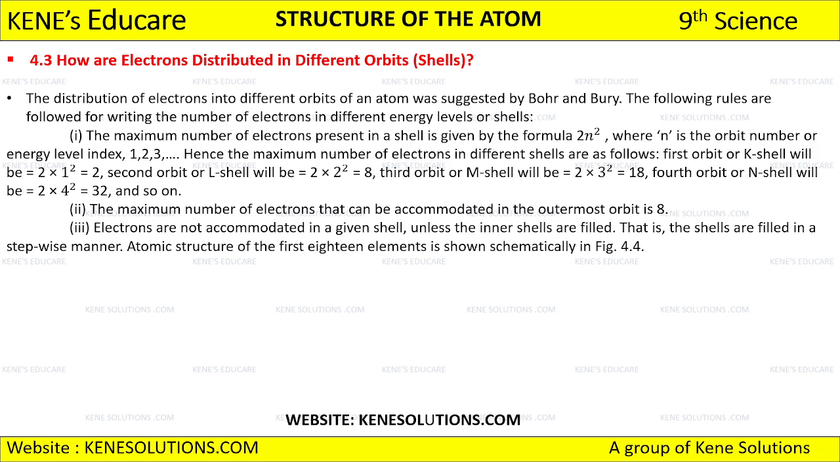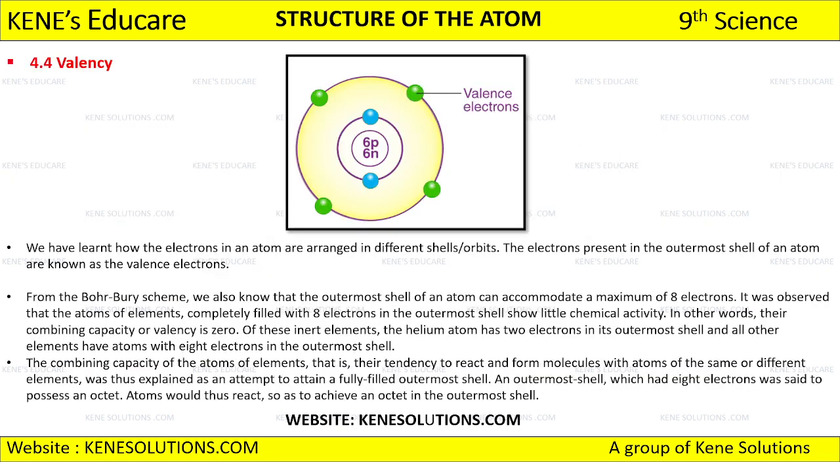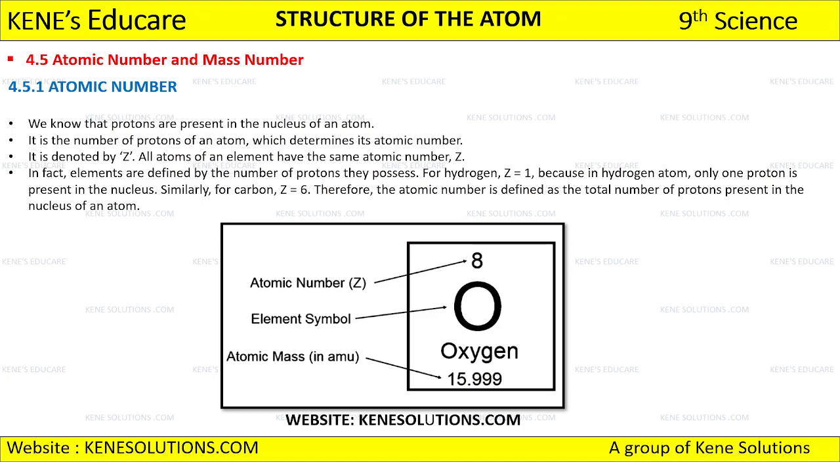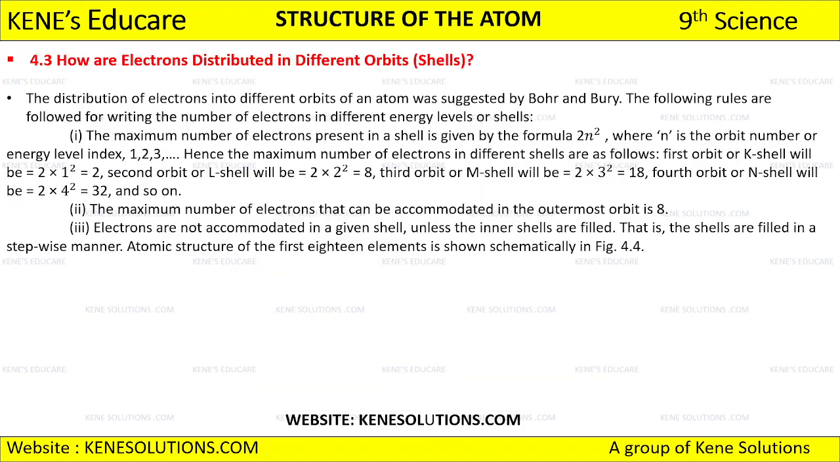So now we need to discuss how electrons are distributed in different orbits. We'll discuss that, and then valency will continue in the next part. The distribution of electrons into different orbits of an atom was suggested by Bohr and Bury, and the following rules are followed for writing the number of electrons in different energy levels or shells.